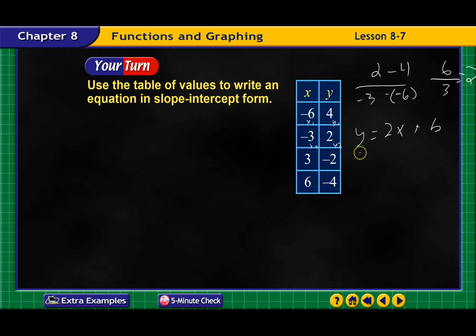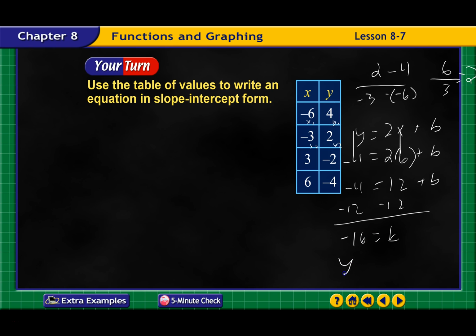I'm going to pick that point. Why not? 6 and -4 plus b. Wow, this thing is on the fritz today. 12 equals -4 plus b. Subtract 12 gives me -16 equals b. So I'd have y equals 2, got the slope, x minus 16.